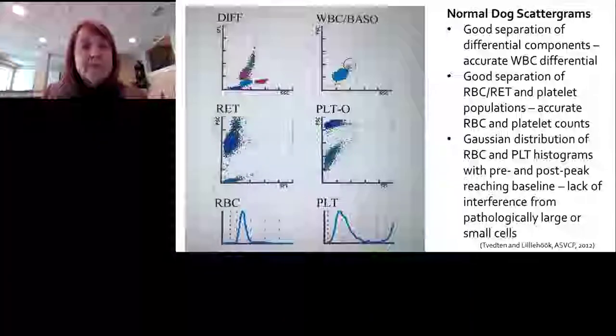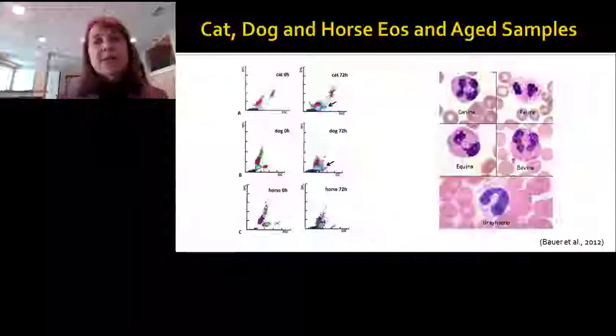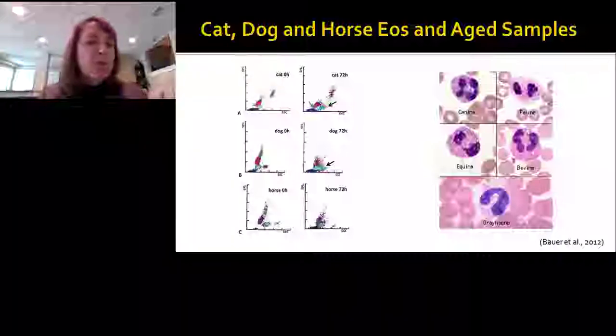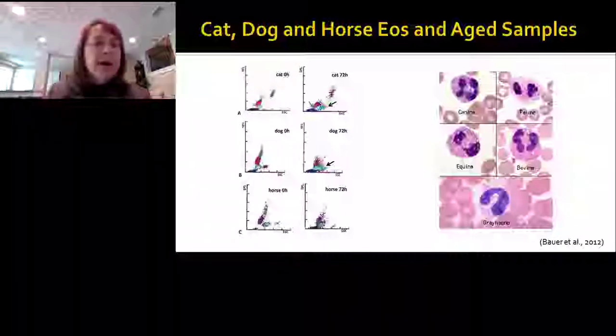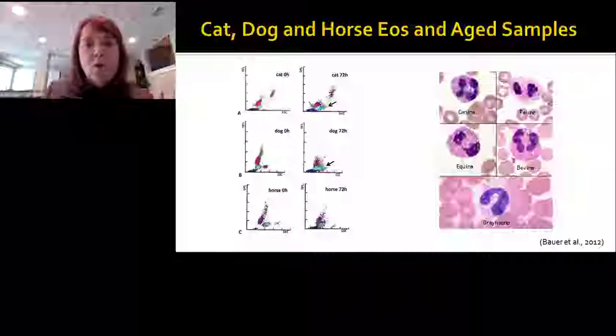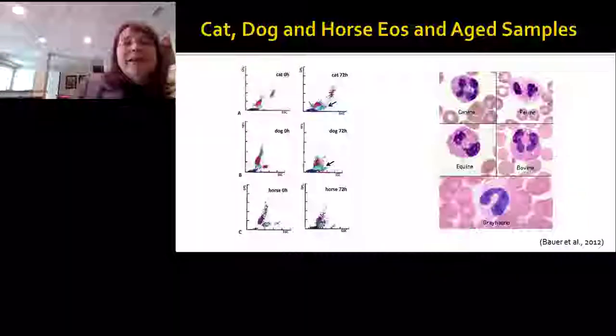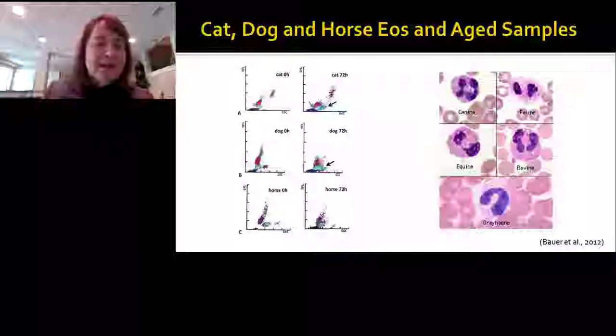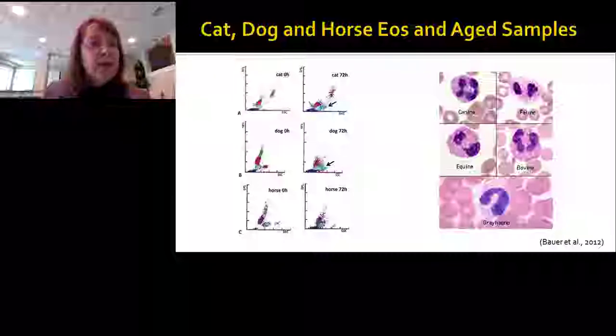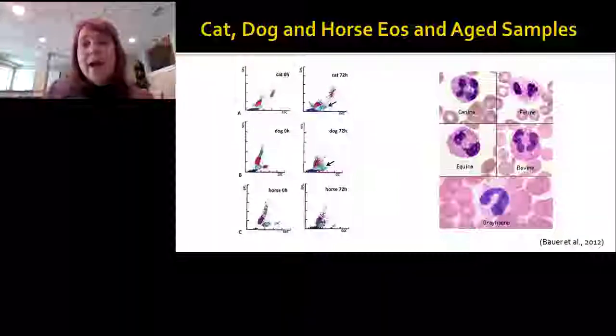All right, so let's look at some differences between some various species. So this shows some normal WDF scattergrams for cat, dog, and horse. I particularly called out EOs because I thought this was actually an interesting one. So on the left, we have a cat sample. This is labeled as 0 hours, meaning this is a fresh sample. The dog as a fresh sample, the horse a fresh sample. Next to it, we now have a cat, a dog, and a horse. It's the same sample, but now at 72 hours.